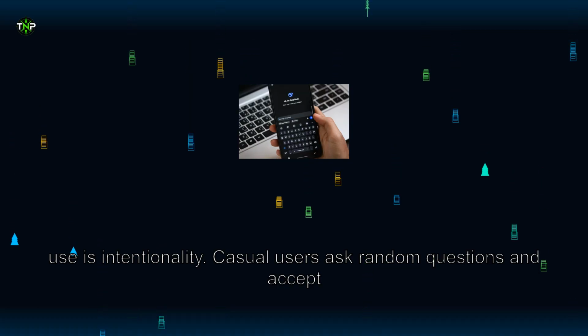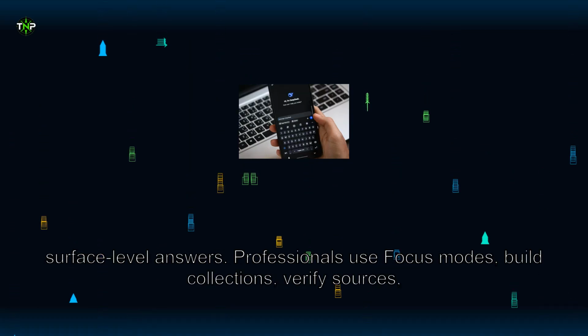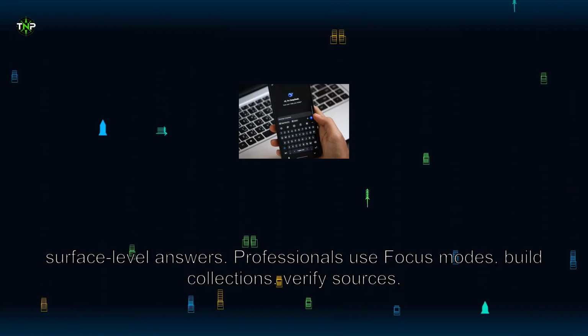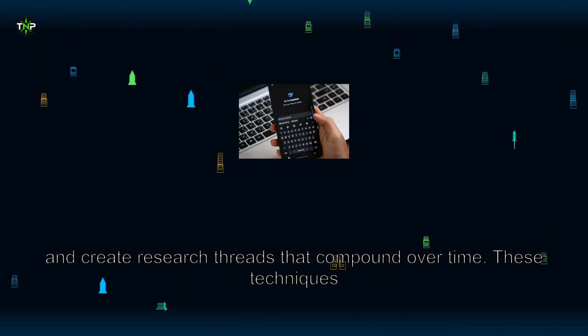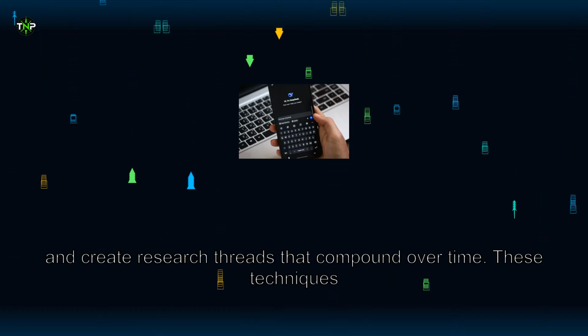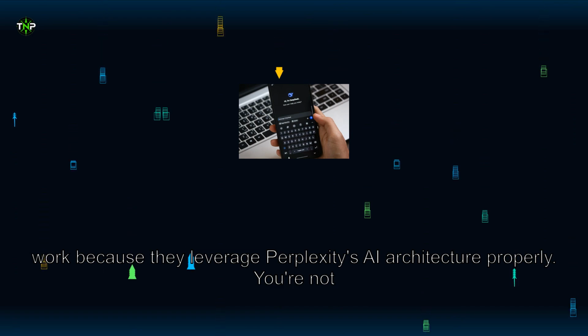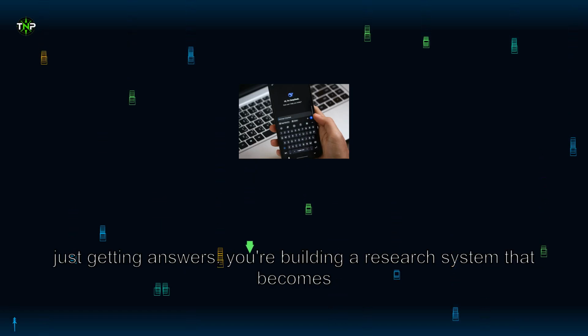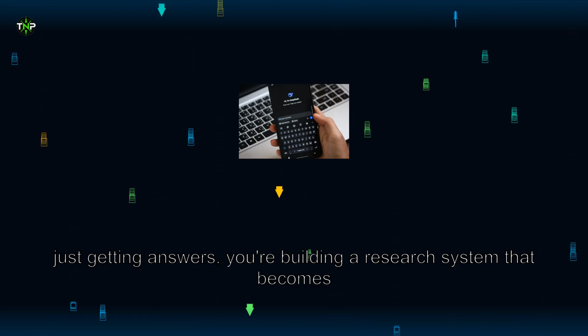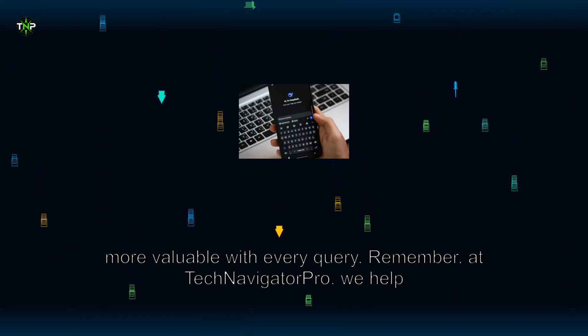The key difference between casual and professional Perplexity use is intentionality. Casual users ask random questions and accept surface-level answers. Professionals use focus modes, build collections, verify sources, and create research threads that compound over time. These techniques work because they leverage Perplexity's AI architecture properly. You're not just getting answers, you're building a research system that becomes more valuable with every query.